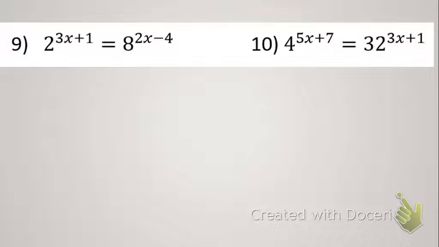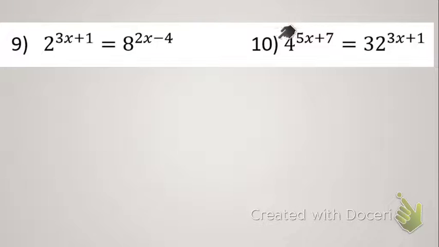Now, for question number 10, you have to rewrite both sides because I cannot get to 32 with a base of 4. So if you use your calculator and you do 4 to the first, you get 4. 4 to the second is 16. 4 to the third is 64. So we actually have to rewrite both sides. We have to go down.